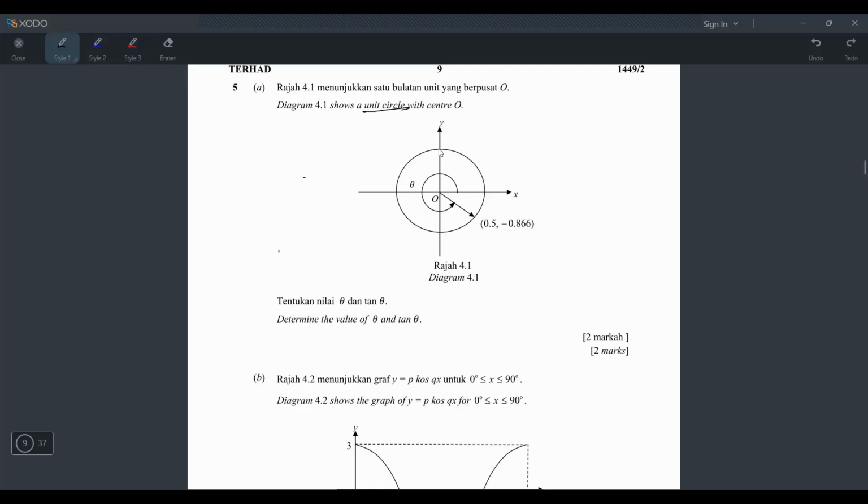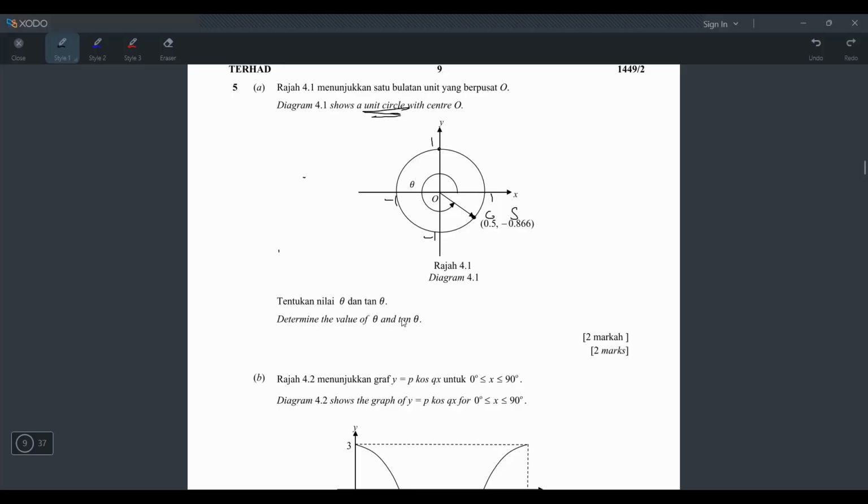If it's a unit circle, it means what is the radius here? 1, 1, -1, -1. But that's not the important part. The important part is you can write down this point, you can write down cos, sine. It means the cos theta is 0.5, the sine theta is -0.866. Only if they mention unit circle, you can write like this.